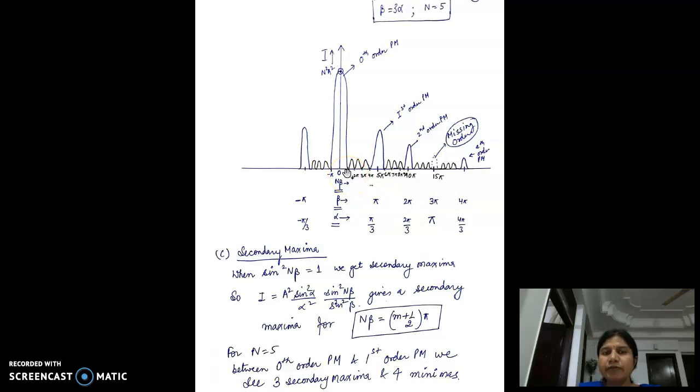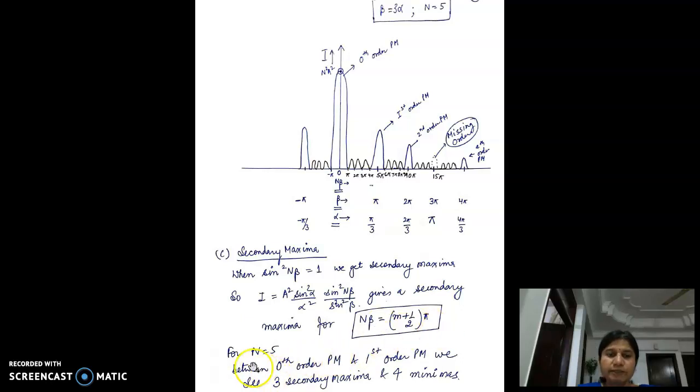Now immediately after the first minima, you are going to get these secondary maxima. These secondary maxima occur when sine square n beta goes to 1, and sine square beta in that case is something different from 0. And this happens when n beta is (n plus half) pi, because a sine function will attain a value of 1 for pi by 2, 3 pi by 2, 5 pi by 2, and so on.